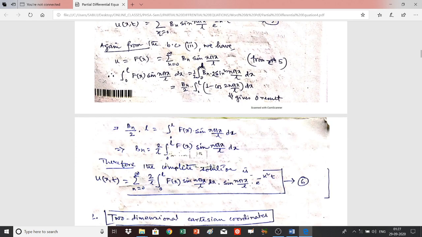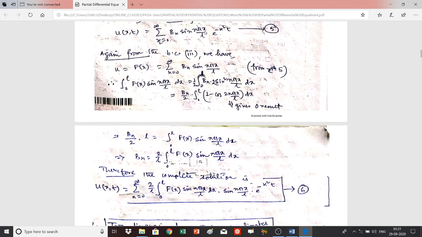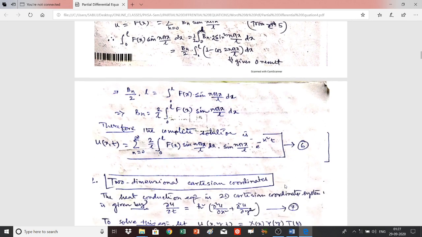So therefore the complete solution is given here: u(x,t) is equal to, as you can see from this expression, the sum from n equal to 0 to infinity of the value of d_n, 2 by l integral from 0 to l of f(x) sin(n pi x by l) dx, into this sin(n pi x by l), and after that the final last term is e to the minus k square t. So this is the complete solution of the heat conduction equation in one-dimensional Cartesian coordinate system.